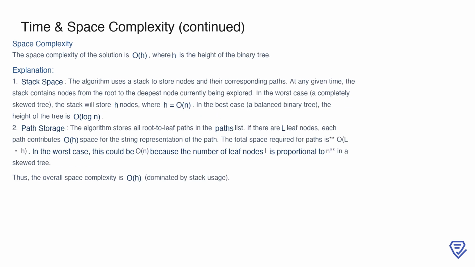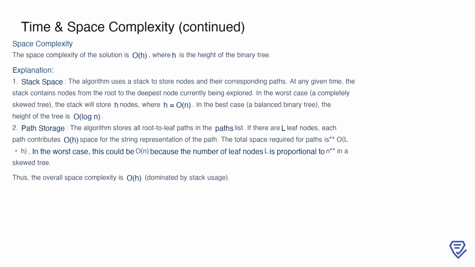The space complexity of the solution is O(h), where h is the height of the binary tree. This comes from two main sources. First, there is the stack space utilized during the DFS traversal. At any point, the stack holds nodes from the root to the deepest node currently being explored, and in the worst case, such as in a completely skewed tree, this stack will contain h nodes, where h is equal to O(n). On the other hand, in an optimally balanced tree, the height h is O(log n).